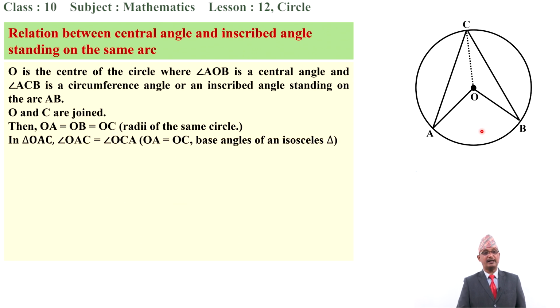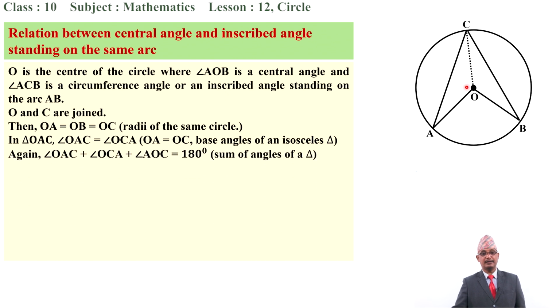So what we can say in triangle OAC: angle OAC, which is opposite to side OC, equals angle OCA, which is opposite to side OA, and OA and OC are equal sides. Angles opposite to equal sides are called base angles, so OAC and OCA are base angles of an isosceles triangle, and they are equal. Again, in any triangle, the sum of three angles is 180 degrees. So in triangle AOC, angle OAC plus angle OCA plus angle AOC equals 180 degrees, the sum of angles of a triangle.